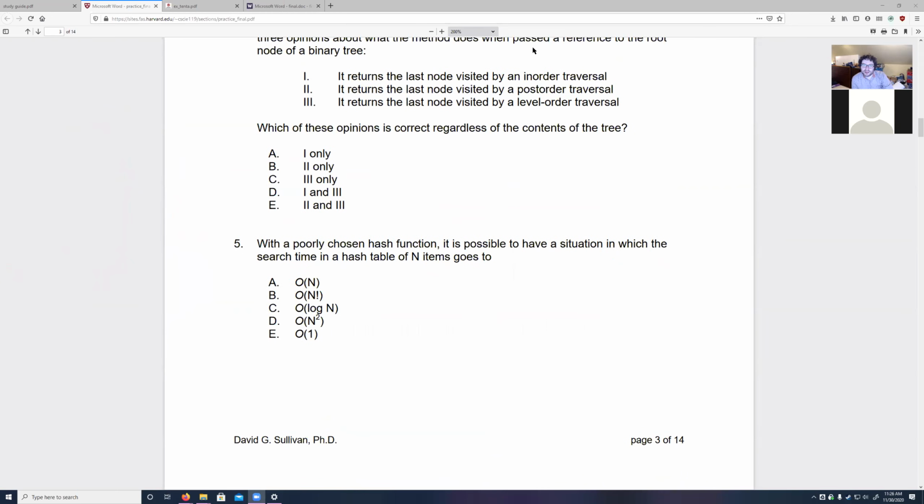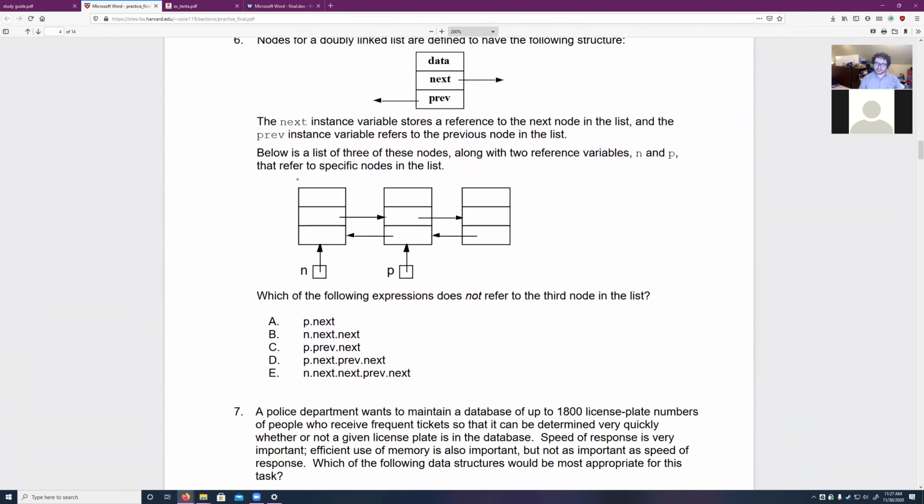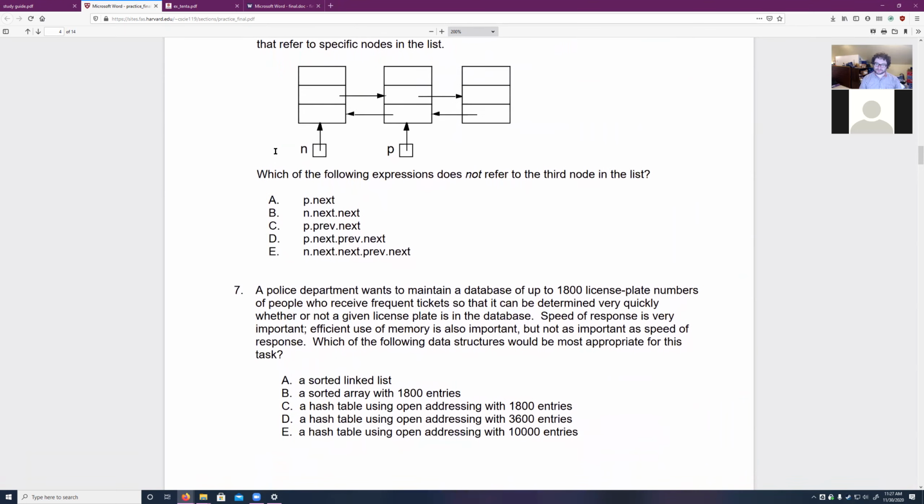So with a poorly chosen hash function, it's possible to have a situation in which the search time in a hash table of n items goes to what? How bad can searching become if you have a bad hash function? How long would it take you to find an empty space or the thing you're looking for? O of n, right? You'd have to traverse everything in the hash table's underlying array to find an empty spot. It's not going to get any worse than that. All right, we did this for the first exam, so I'm going to skip that one.